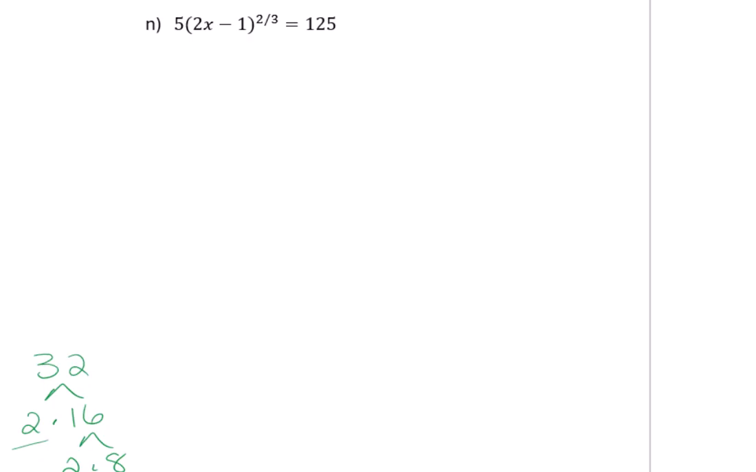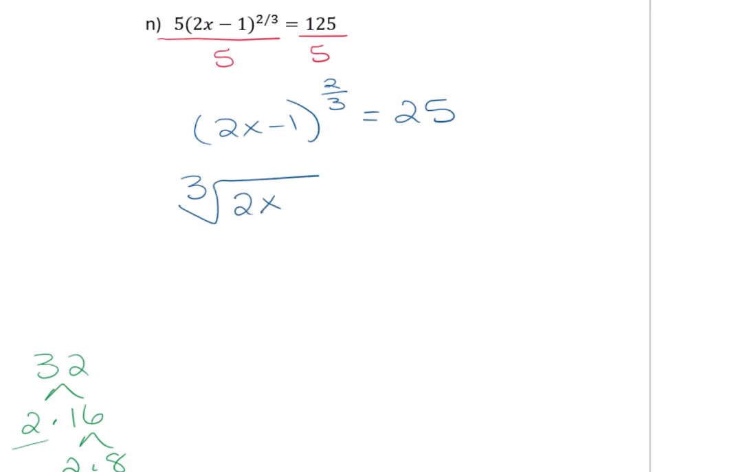Now, for n, if you wish, we can go ahead and isolate the fraction exponent there and its base. That would give us 2x minus 1 to the 2/3. After dividing both sides by 5, we get what? 25? If it is easier for you to see it, we can always rewrite it as the cubed root of 2x minus 1 quantity squared equals 25.